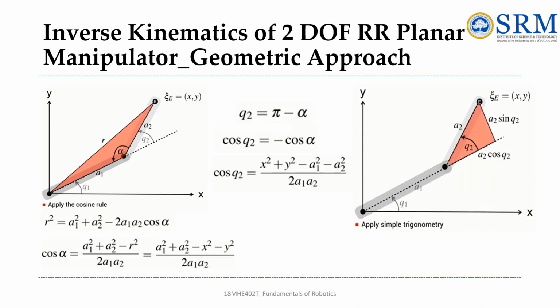Next, considering the second link, here we apply simple trigonometry, because we are doing inverse kinematics by the inspection method, that is the geometric approach. After applying simple trigonometry, sin q2 is the root of 1 minus cos q2 square.